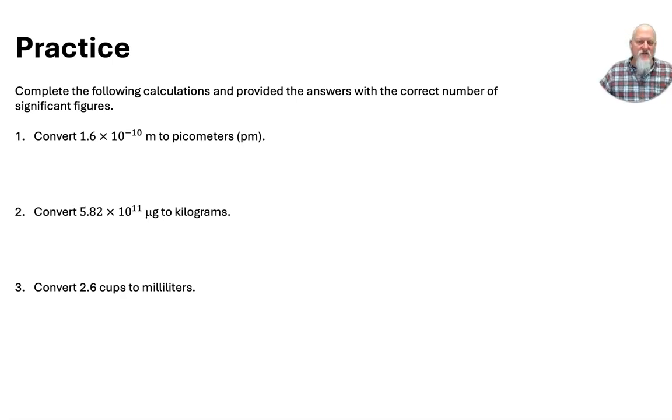Okay, hopefully you've done these 3. We can see the first one is meters to picometers. That's a metric system conversion. I can look that up on our metric conversion. I can see that 1 picometer is equal to 1 times 10 to the negative 12th meters. That's on our conversion. So a picometer is a really small length. So that's all I need. 1.6 times 10 to the negative 10th meters.